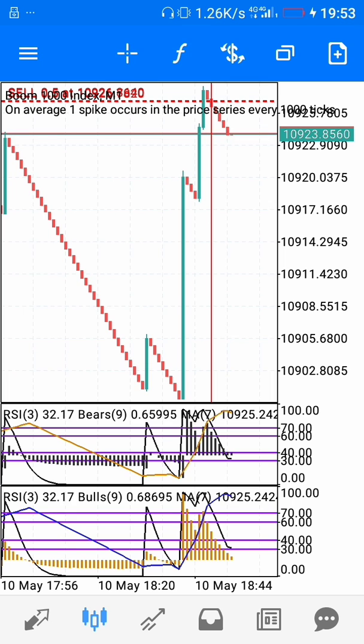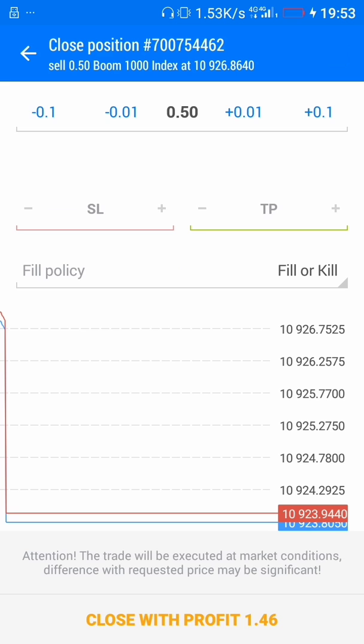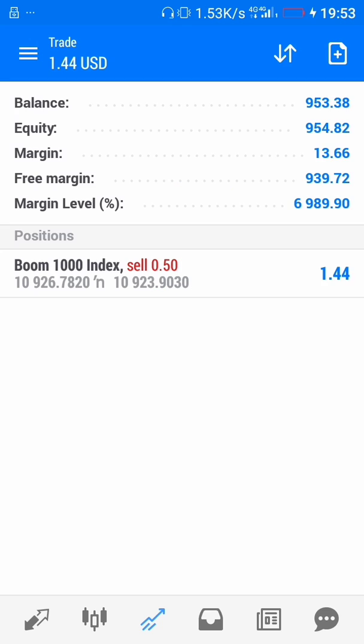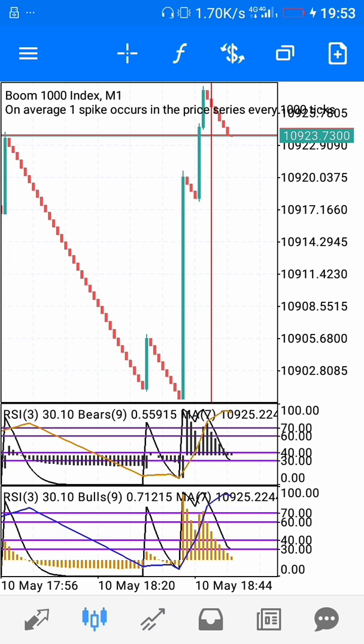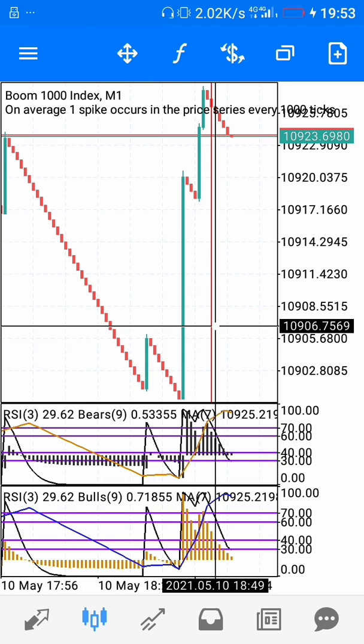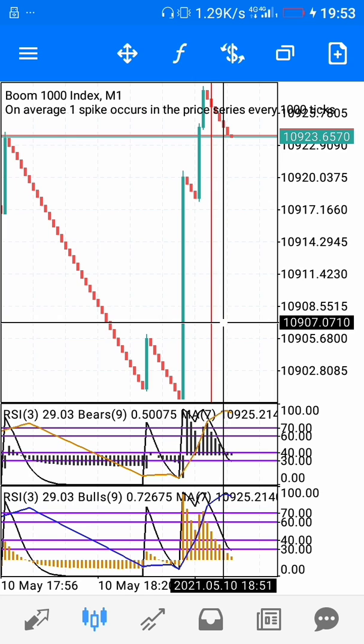All right, let's close. The TP hit already. All right, guys, TP hit, and we are in profit. Okay, so that's how it works. Remember, we place the trade here. This is 1 2 3 4 5.